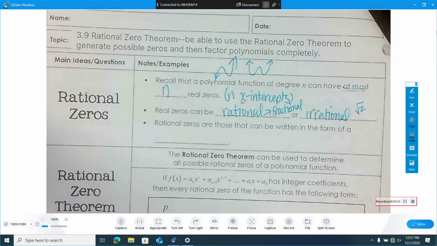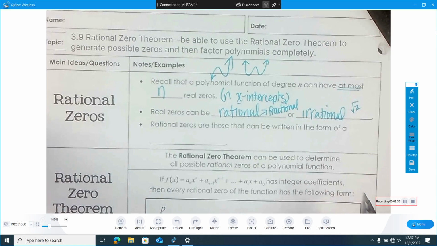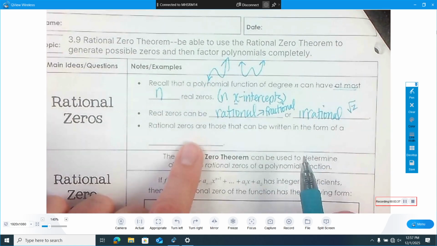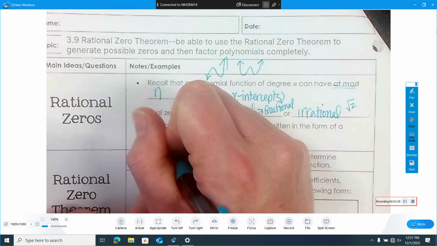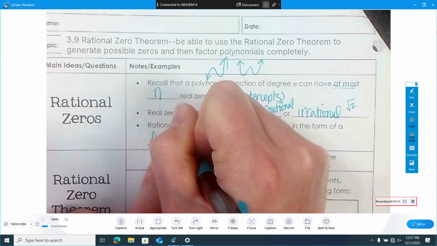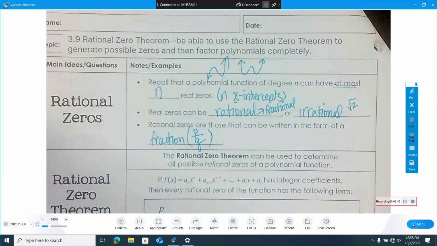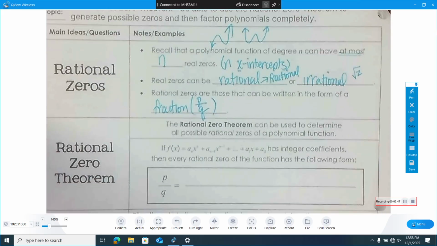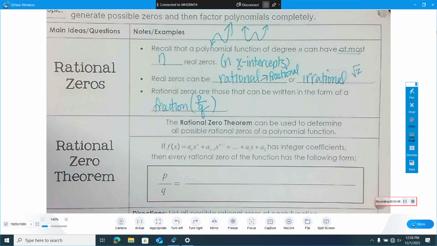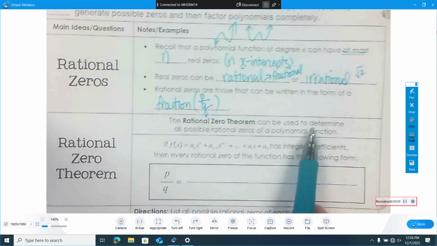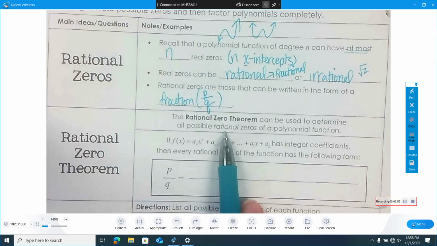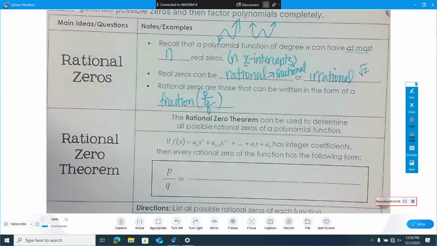All right, so rational zeros are those that can be written in the form of a fraction where we have p over q. That's the letters we're going to use today, p over q. So rational fractional, I love to say that. Now, it turns out that the rational zero theorem can be used to determine all possible rational zeros of a polynomial function.